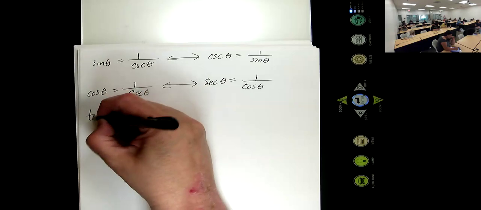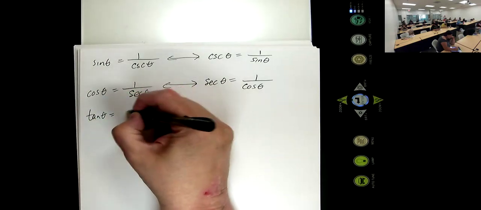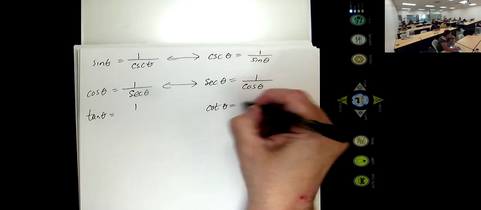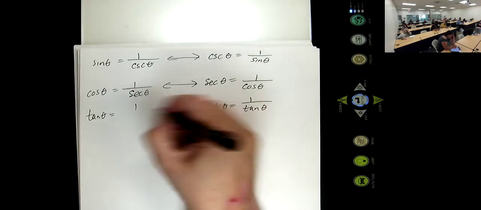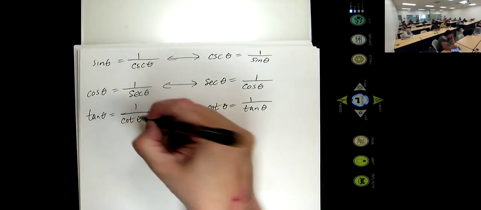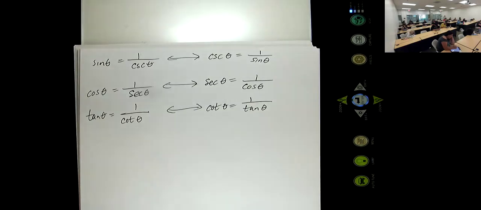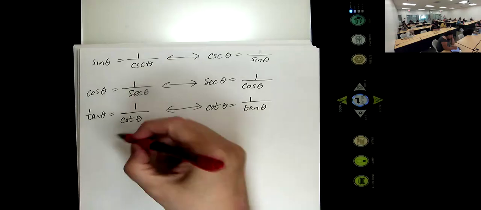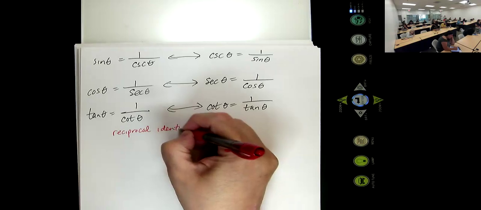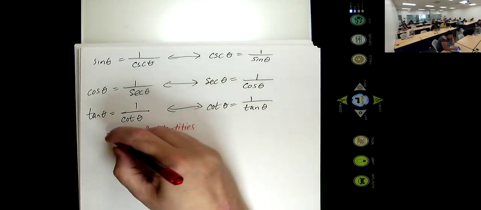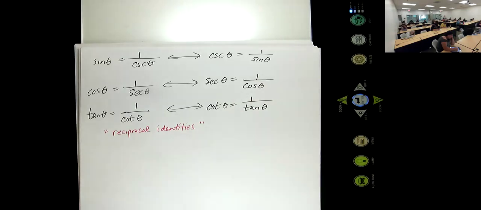And tangent theta was, oh, I said cotangent was 1 over tangent. But that can flip, and tangent theta can be 1 over cotangent theta. That's the full reciprocal identities. These are all of the reciprocal identities. The 3 on the left don't show up that often because you usually have sine, cosine, and tangent before you have the other 3.